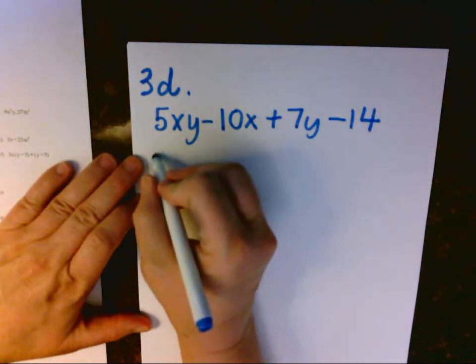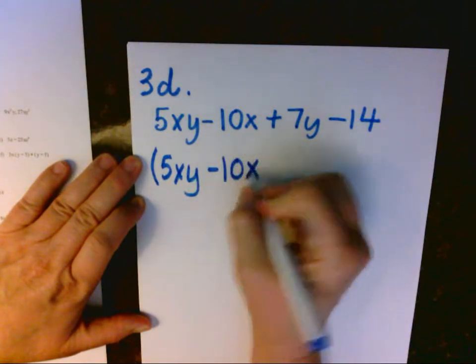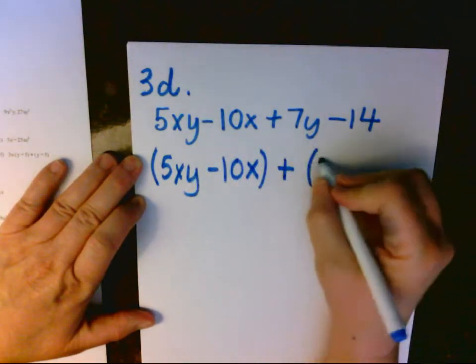Okay, let's go ahead and do this. I'm going to group the first 2 and see if that works. If it doesn't, you can always try grouping other ones. And then the second 2.